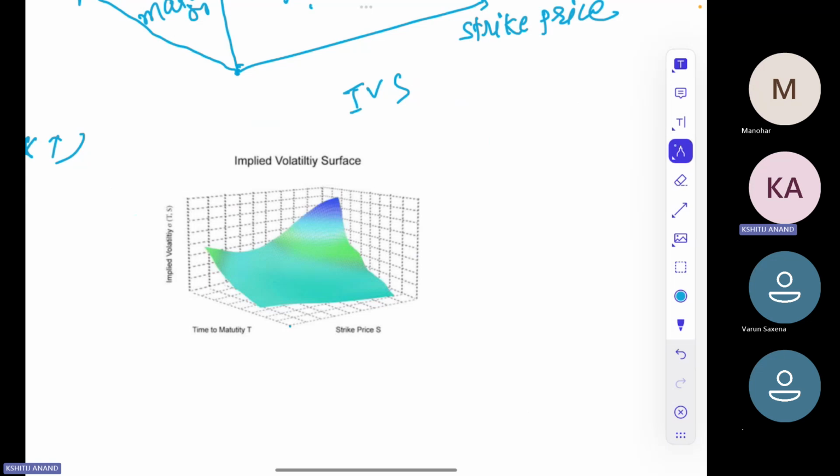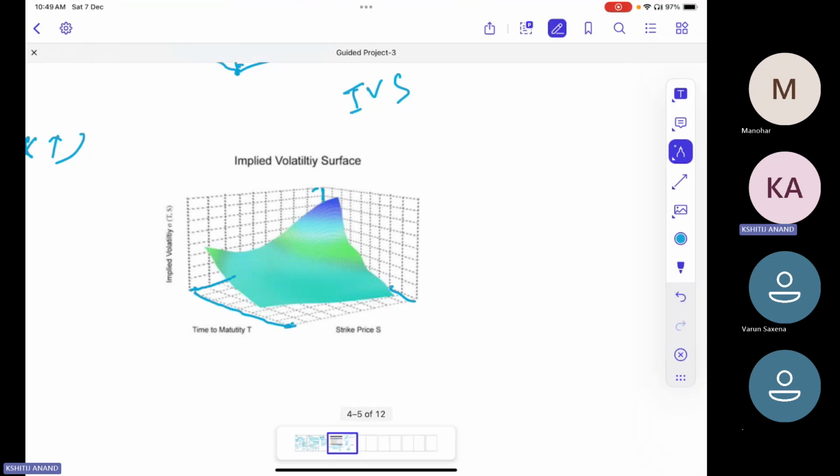This is your time to maturity, okay? So let us say this is your time to maturity, this axis is your strike price, and this one is your implied volatility. All points on this xy plane, this point, this point, this point, all correspond to a different option. Now they will be having an implied volatility.